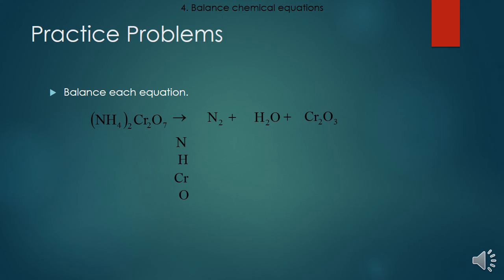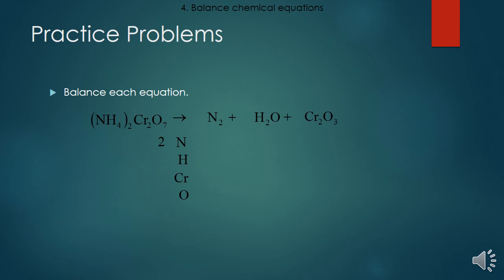Here is an example where even though we have a polyatomic ion on the left side, notice we have the ammonium ion here, we can't balance that as one unit because the ammonium does not appear on the right side. So here we're just going to balance the individual elements, nitrogen, hydrogen, chromium, and oxygen.